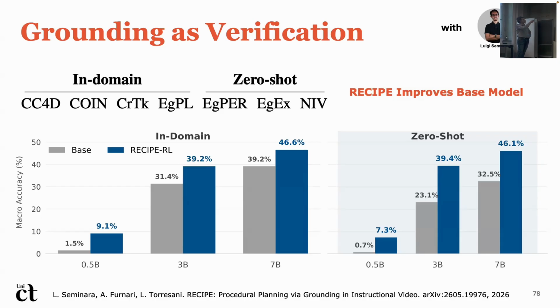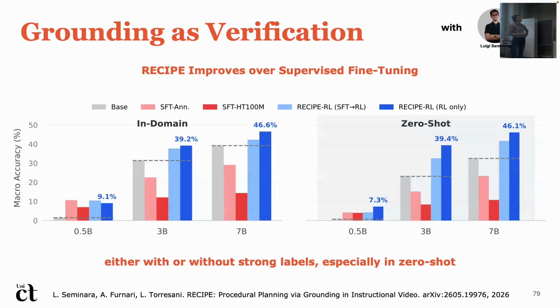We look at in-domain cases where we are injecting some of this data from the same domain in the training procedure, and zero-shot cases where we are not looking at these data sets at training time, and these are the boosts that we're getting, especially in the out-of-domain zero-shot case.